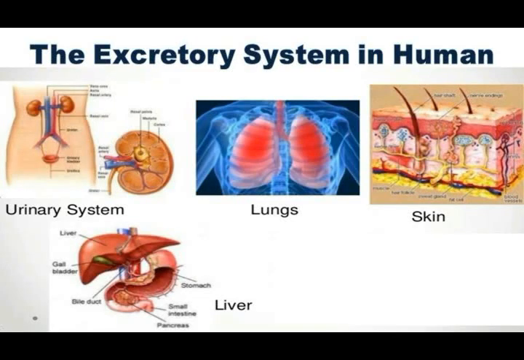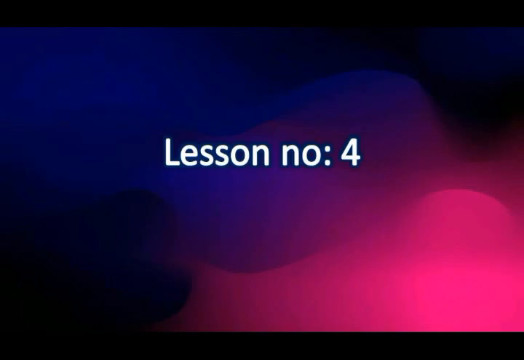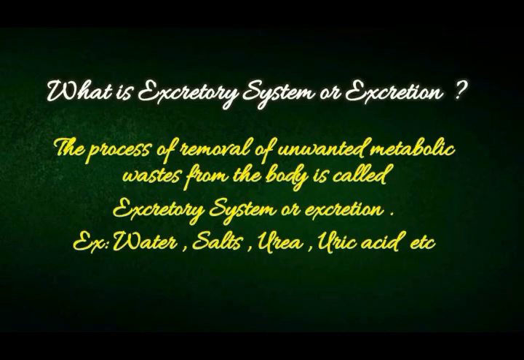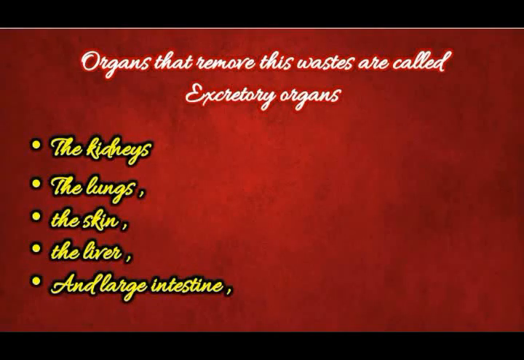Today we are going to learn about the excretory system. Lesson number 4, page number 47 and 48. What is the excretory system or excretion? The process of removal of unwanted metabolic waste from the body is called the excretory system or excretion. Examples: water, salt, urea and uric acid, etc. Organs that remove this waste are called excretory organs. Examples: kidney, lungs, skin, liver and large intestine.